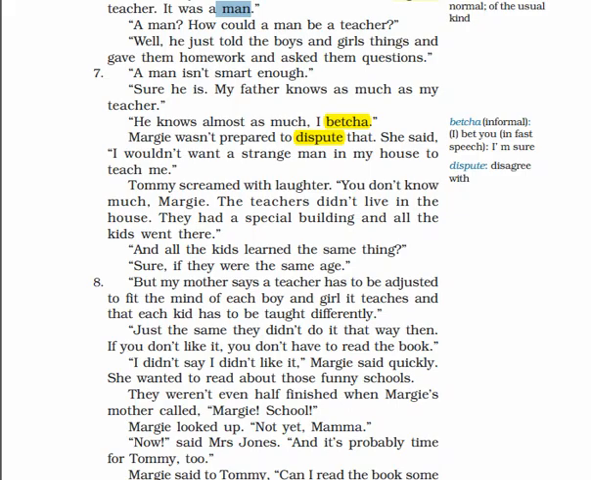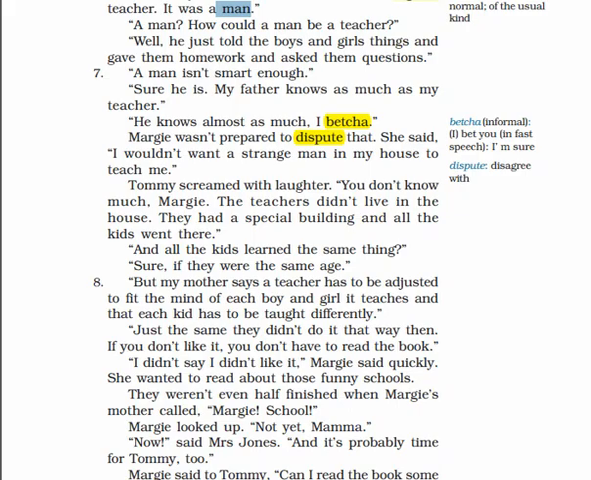Margie is surprised and skeptical about the idea of a human teacher. She believes a man wouldn't be smart enough to teach. But Tommy argues that human teachers were capable and even suggests that his father knows almost as much as their mechanical teachers. Margie, still unsure, says she wouldn't want a strange man in her house to teach her. Tommy laughs at this and explains that in the old days, teachers didn't come to students' homes.